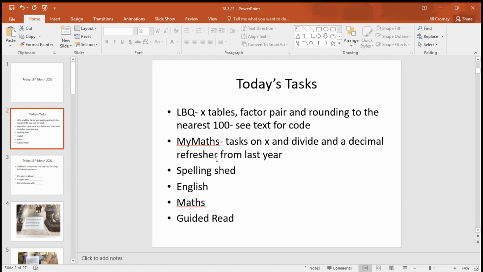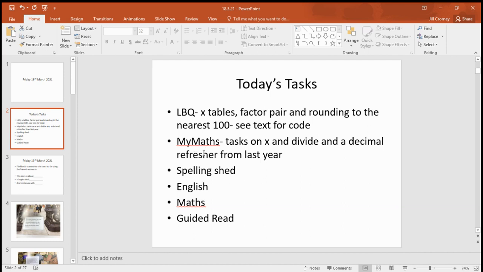So My Maths is a website that we have used before, and I've set up some tasks on there for you to be doing in case you finish or you have some extra time during the day. And the tasks are all on multiplication and division. And I've set up a decimal refresher program from last year. So if you're finding some of the decimal work tricky at the moment, you might want to go on to My Maths and have a look.